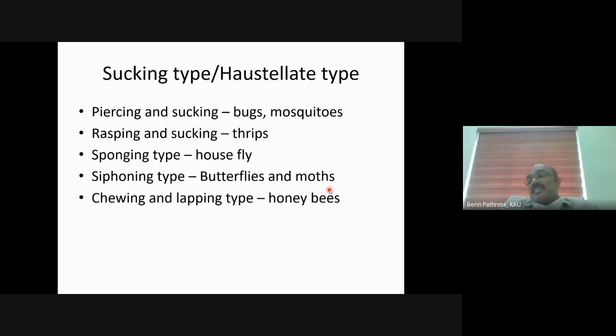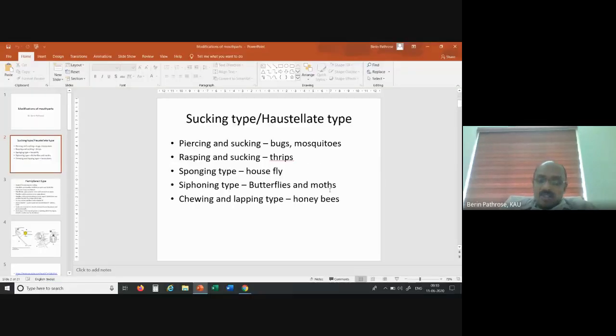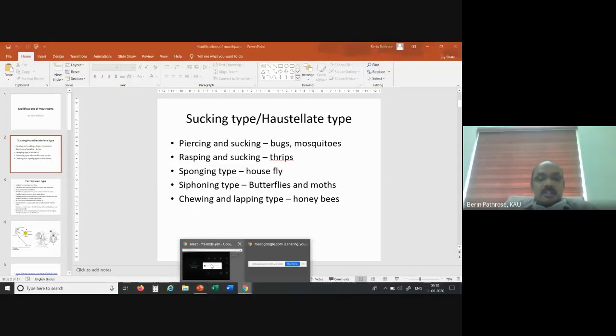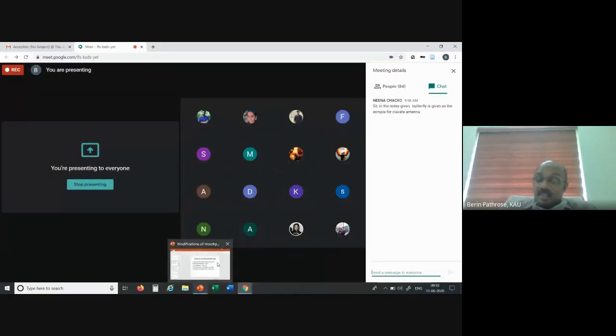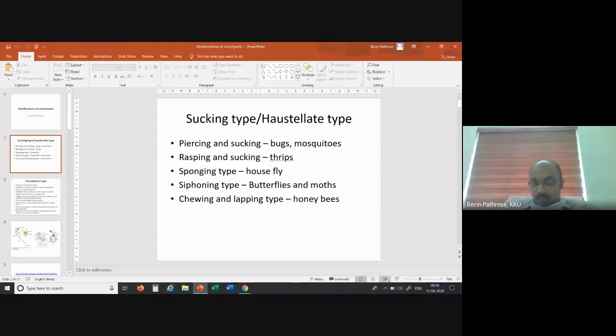This includes piercing and sucking. In piercing and sucking, we have two types, bugs as well as mosquitoes. Bugs suck sap from plants. Mosquitoes, as you know, suck blood from human beings and animals. And the next one is rasping and sucking. This is mainly seen in a group of insects called thrips. These are extremely small insects. You can see thrips with naked eyes, but you have to be a pretty keen observer to see a thrips.